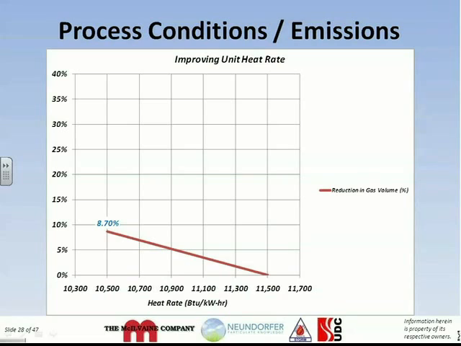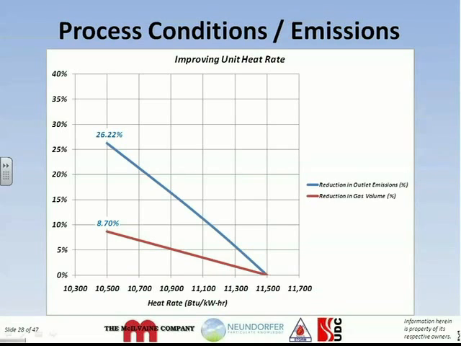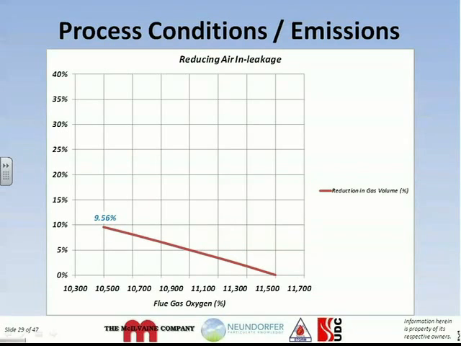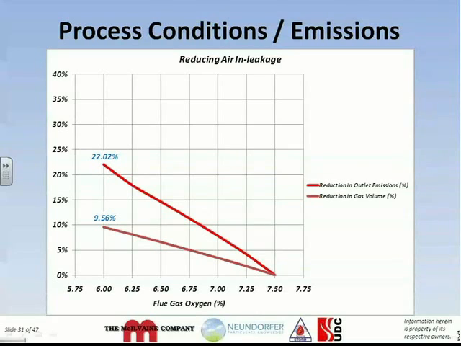If we look at a case where the unit heat rate is reduced from 11,500 to 10,500 BTUs per kilowatt hour, the treated gas volume is reduced by 8.7%. If we correlate the effects of this thermal efficiency improvement to ESP performance, the result is a 26% reduction in outlet emissions. Now let's look at air leakage. In this case, reducing the stack O2 concentration from 7.5% down to 6% reduces the treated gas volume by 9.5%. This can produce a 22% reduction in outlet emissions.